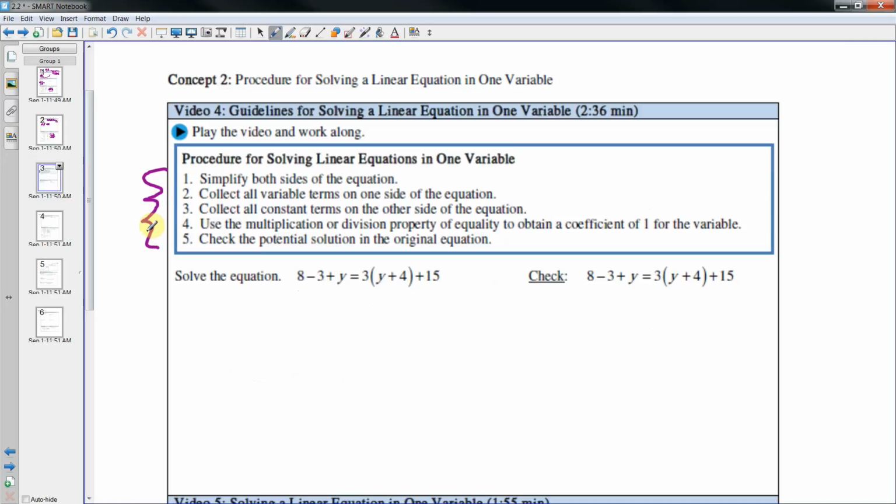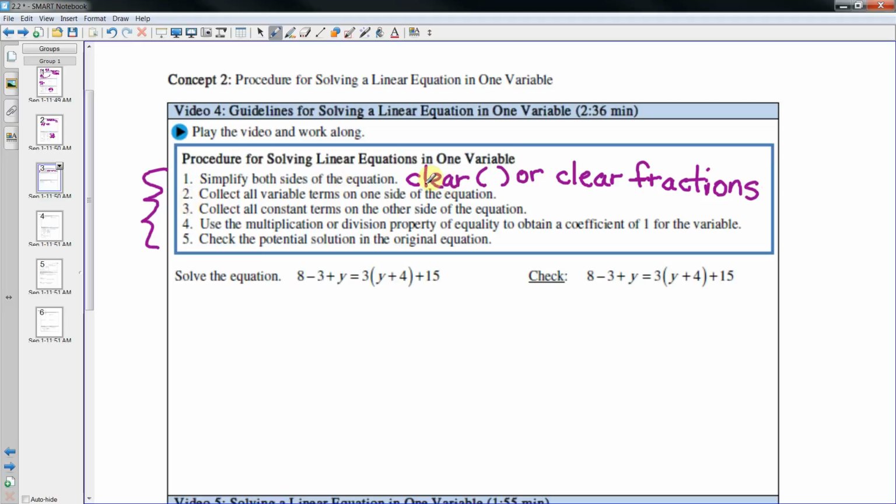We are simplifying both sides of the equation. That means we might need to clear parentheses or clear fractions. We're going to work with that in just a little while. So we have to do that. Simplify both sides of the equation. So collect all variable terms on one side of the equation and then the constants on the other.